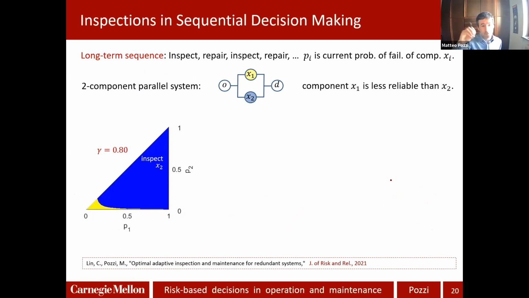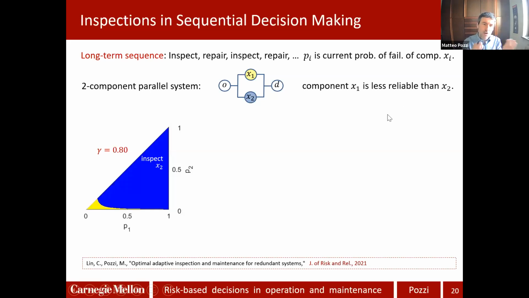of what component to inspect, for example, in a parallel system. We have seen that in the one-shot static case, you should inspect the most reliable component, and that maybe sometimes seems even a little bit counterintuitive, that you should inspect the component that you think is the best one.